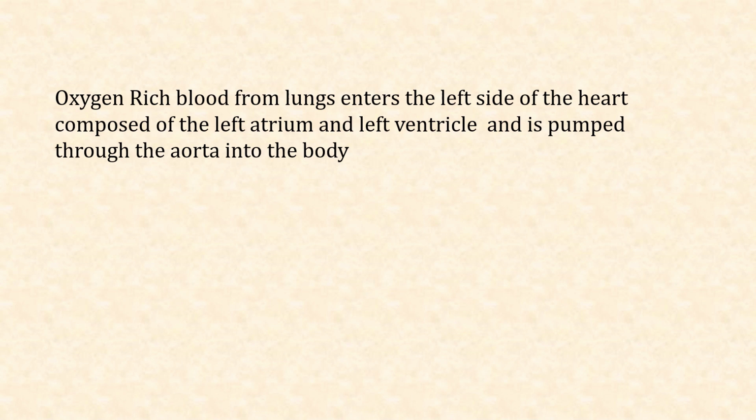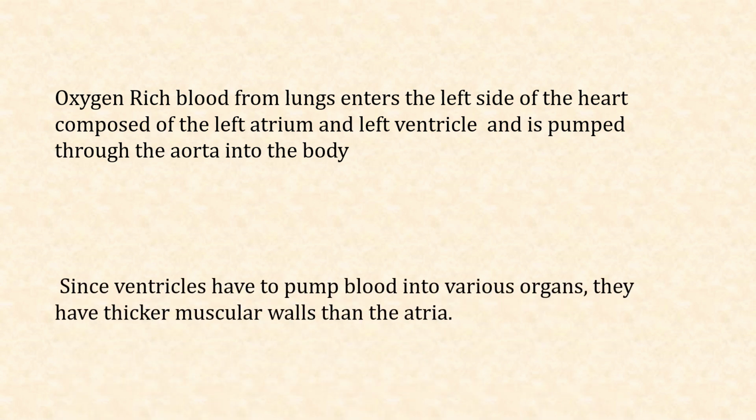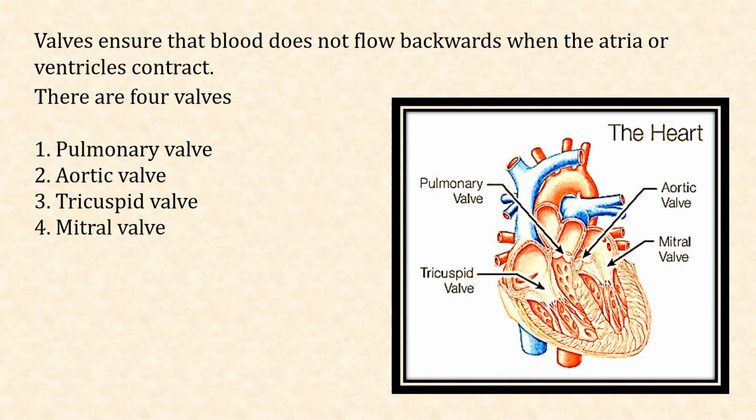Oxygen-rich blood from the lungs enters the left side of the heart, composed of the left atrium and left ventricle, and is pumped through the aorta into the body. Since ventricles have to pump blood into various organs, they have thicker muscular walls than the atria. Valves ensure that blood does not flow backwards when the atria or ventricles contract. There are 4 valves. First one, pulmonary valve. Second one, aortic valve. Third one, tricuspid valve. And the fourth one, mitral valve. You can observe all these valves in the diagram.